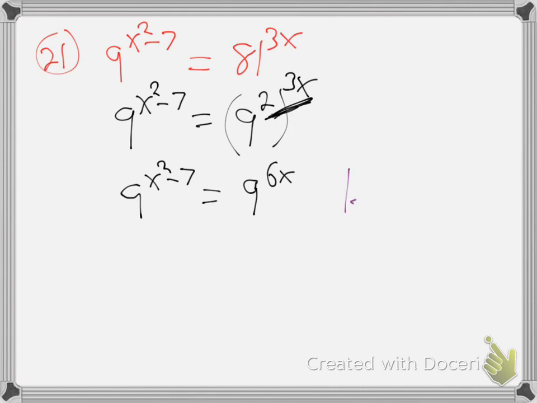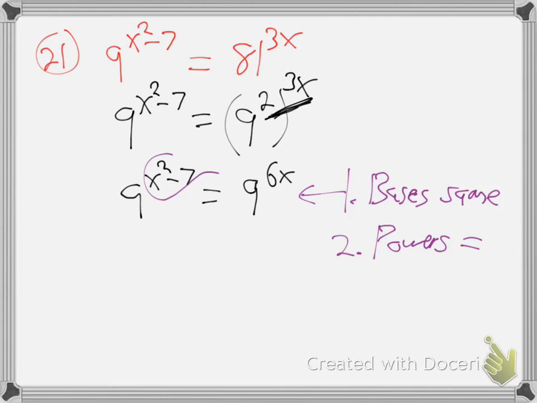So step 1, bases the same. Step 2, powers equal. So now these powers have to be equal because we have equality. If they were different, 9 to one of them wouldn't equal 9 to the other.